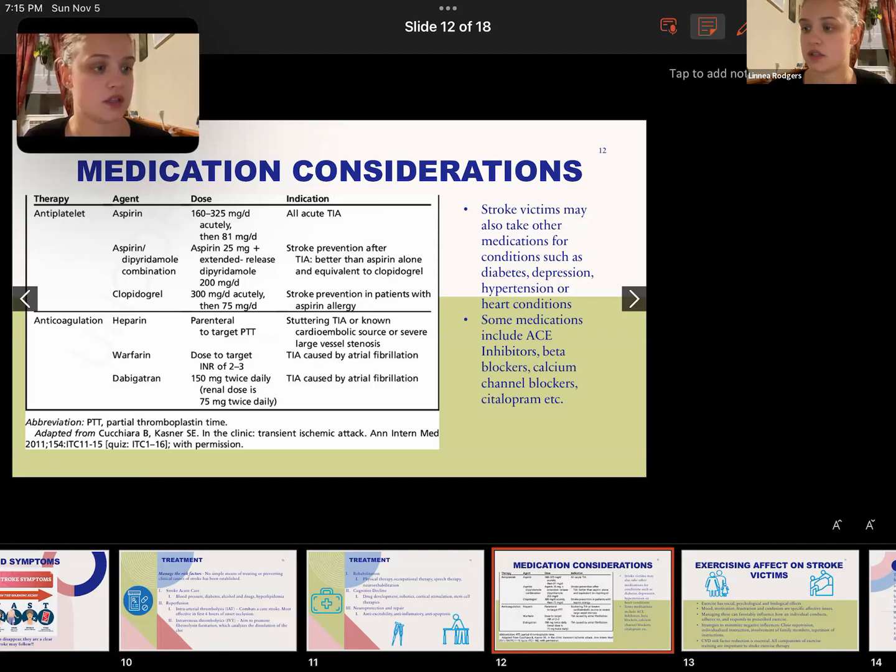And anticoagulants keep blood from clotting. It's an aggressive drug, and it also increases bleeding. So again, for diabetic individuals, this is important to monitor. Stroke victims sometimes have extra contraindications or indications, and they may take other medications for conditions like diabetes, depression, hypertension, or heart conditions. Some medications include ACE inhibitors, beta blockers, calcium channel blockers, and citalopram.